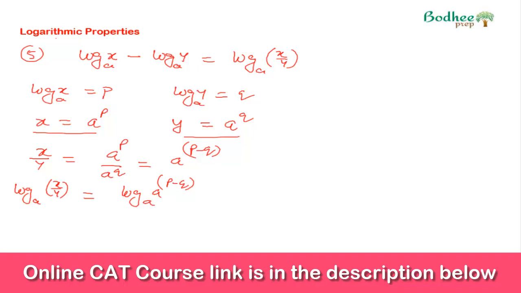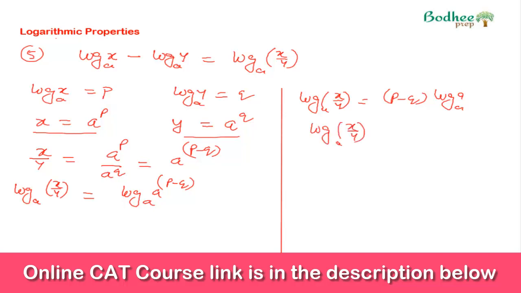Using the same properties as we did proving the last property, again we can write it as log of x over y with base a can be written as p minus q times log of a with base a. Again, this value will be equal to 1. So we'll be left with log of x over y with base a is equal to p minus q. Again, we can see that p and q are nothing but log of x and log of y. So log of x minus log of y is equal to log of x over y with the same base a. So this is how we can prove the fifth property.